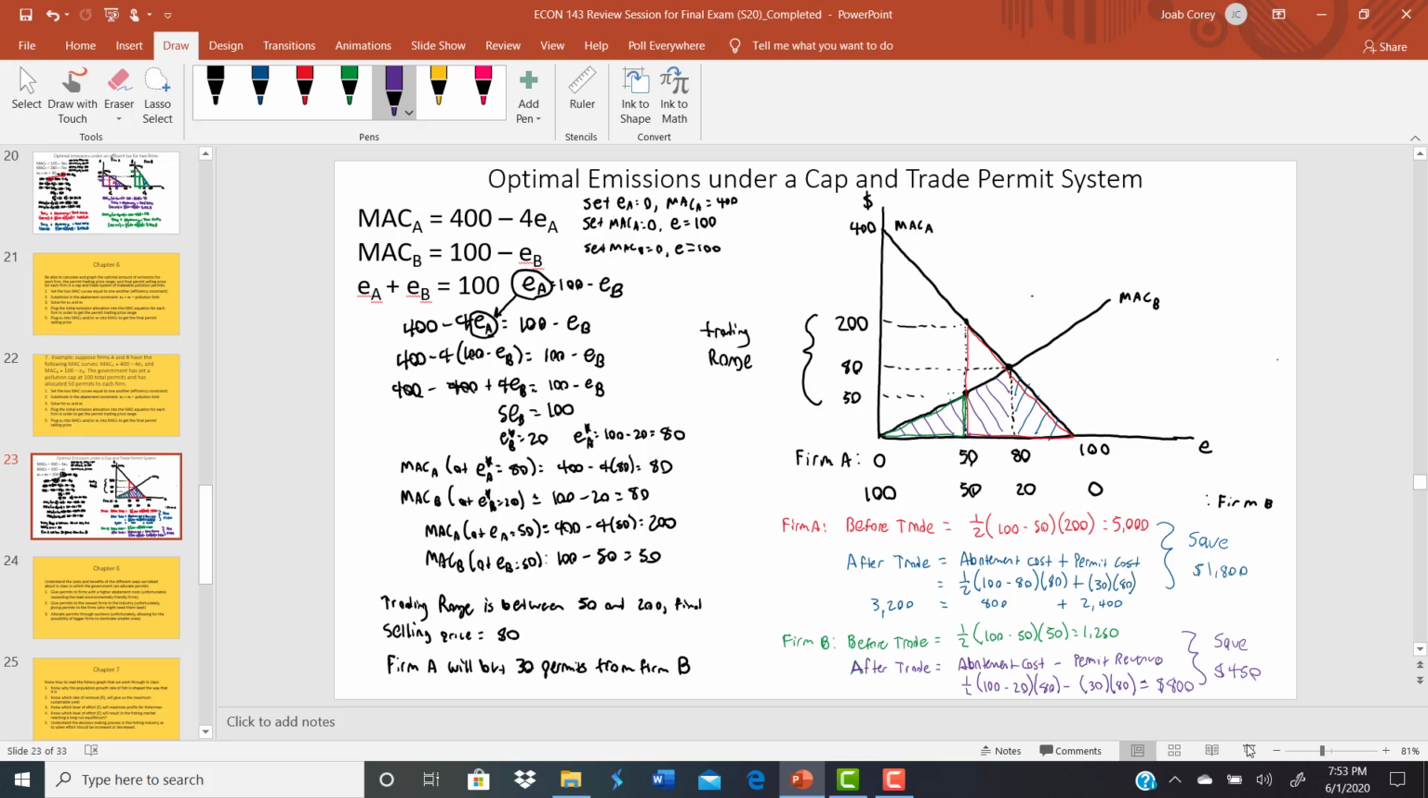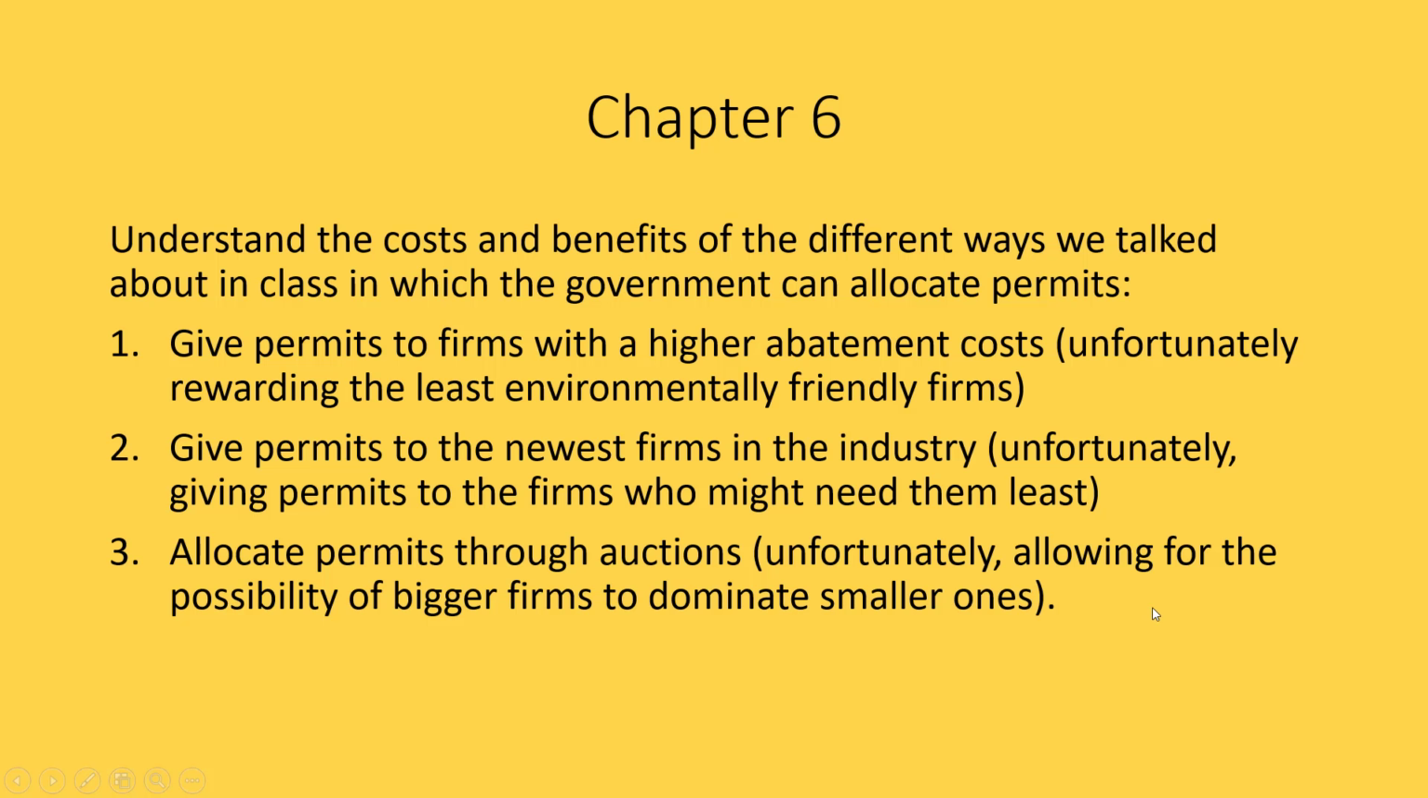Right. Now, one of the things that we did talk about in class was understanding the costs and benefits of the different ways that the government can allocate permits. So remember, you can give permits to the firms with the higher abatement costs. Unfortunately, this does reward the least environmentally friendly firms. So while it's the most efficient in terms of reducing costs, it does create some perverse incentives, incentivizing firms to become less environmentally friendly.